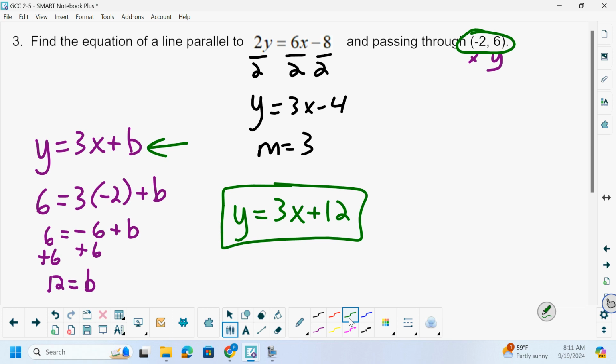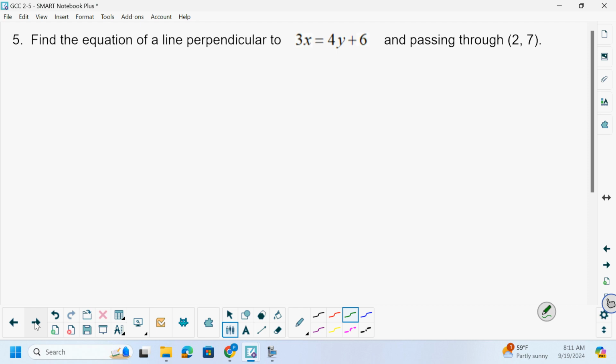We'll look at one last question together in this video. So if you flip over to the next page, page 27, we'll look at number 5 together. In this one, we just want to be perpendicular to the given line, but passing through the point.